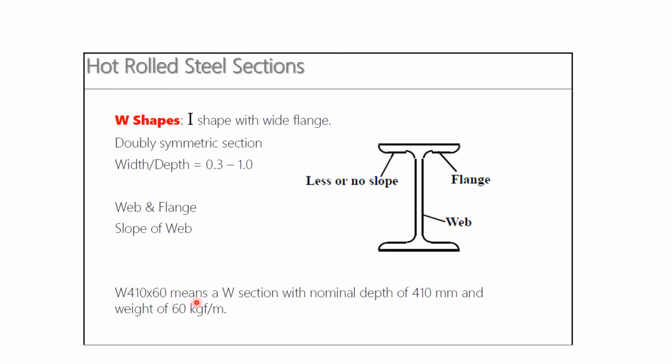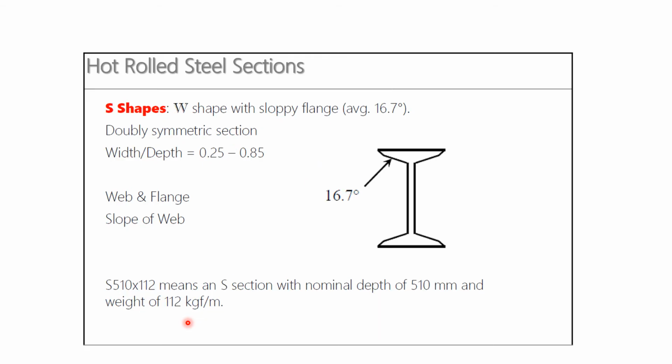W410x60 is the standard notation used for the W section. W means W section, and 410 means the total depth, from top flange to bottom flange, that is 410 millimeter, and the weight of this section is 60 kg per meter. So that is the notation for the W section: 410 means total depth and 60 means weight of that member. S shape is a W shape with a sloped flange of 16.7 degree. That is again doubly symmetric.